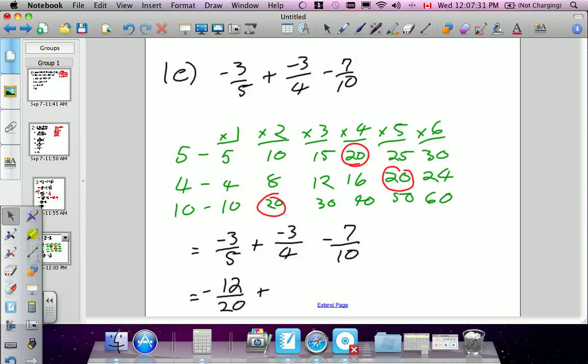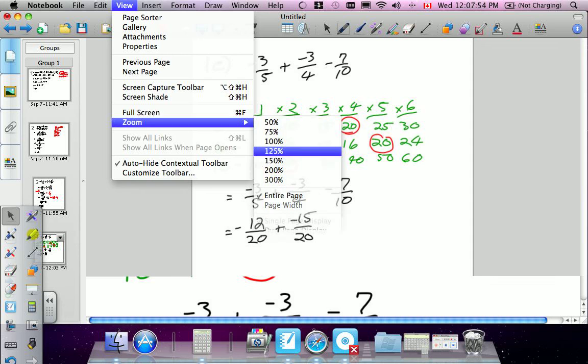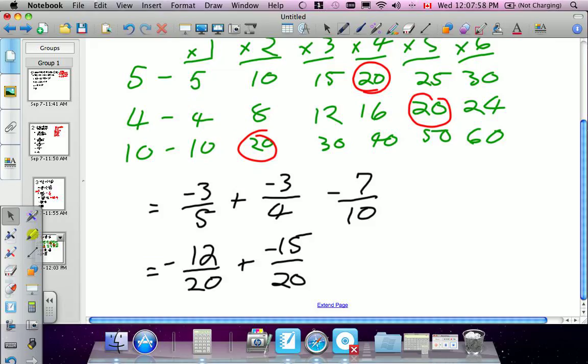Now I have 4. That needs to become 20. So 4 times 5 gave us 20. So I need to multiply the bottom by 5 and the top by 5. I get 20 on the bottom. Negative 3 times 5 is negative 15. And finally, I need to make 10 into 20. That means I have to multiply 10 by 2, and I have to do 7 by 2 also. So I get subtract 14 over 20.